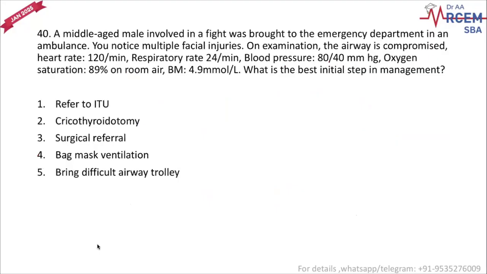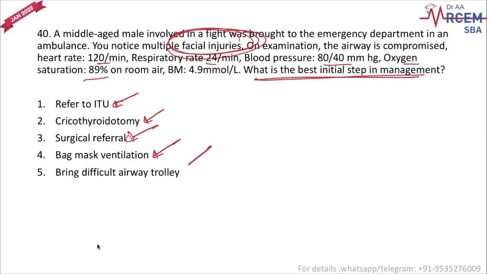A middle-aged male involved in a fight was brought to the ED in an ambulance. You notice multiple facial injuries on examination. The airway is compromised along with tachycardia, tachypnea, hypertension, and hypoxia. What is the best next step in management of this patient? What you'll be doing for this patient? Refer to the ITU, cricothyroidotomy directly, surgical reference, bag mask ventilation, difficult airway trolley. Get a difficult airway trolley because you're suspecting a difficult airway, because there is facial asymmetry because of the facial injuries which are present. Bring the difficult airway trolley.